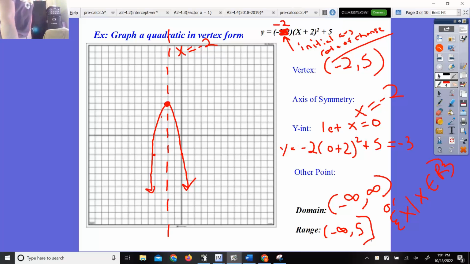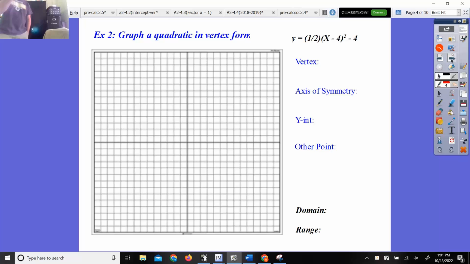We'll do another one. And we'll do something else. I'm going to leave this one alone with the fraction. Y is 1/2 of x minus 4 all squared. Take away 4. Schlitt, where's the vertex at? Yes, sir. Change sign, kept sign.